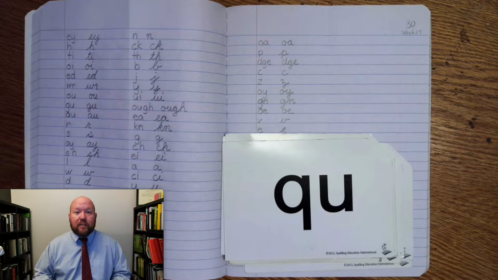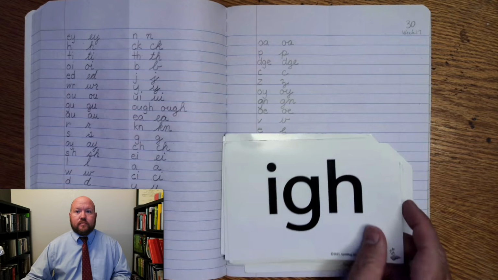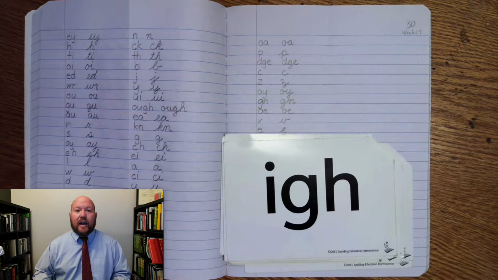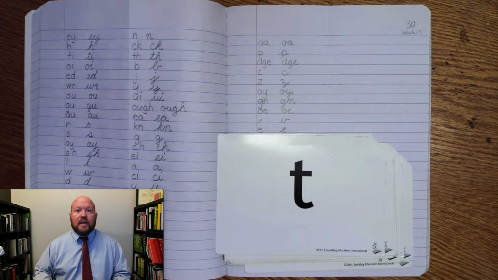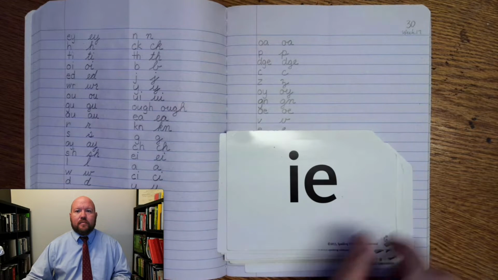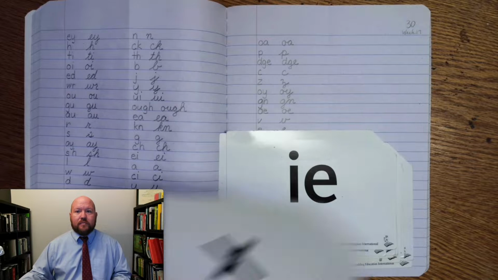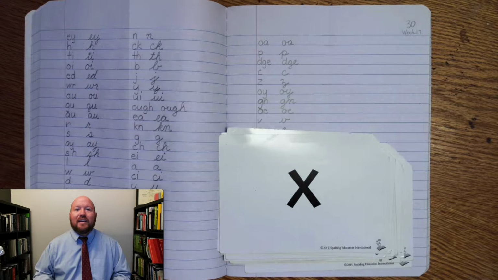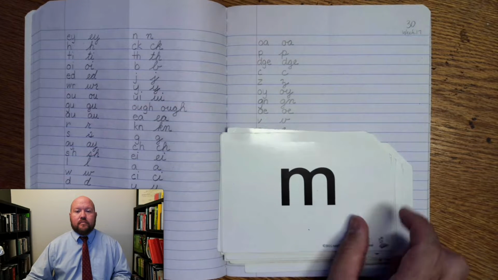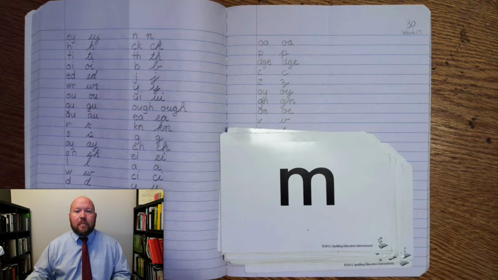What always comes after a Q in English words? A U. I. T. E, I, I. X. What never comes after an X? S or Z. Mmm.